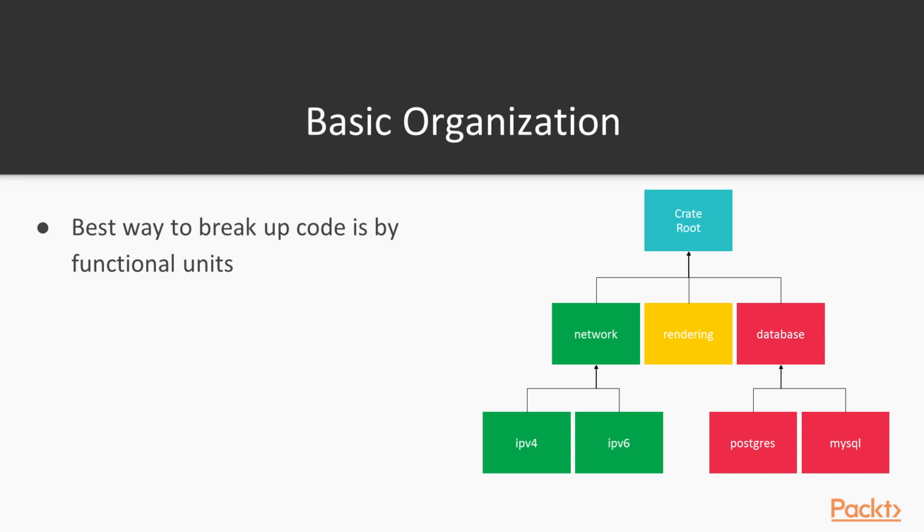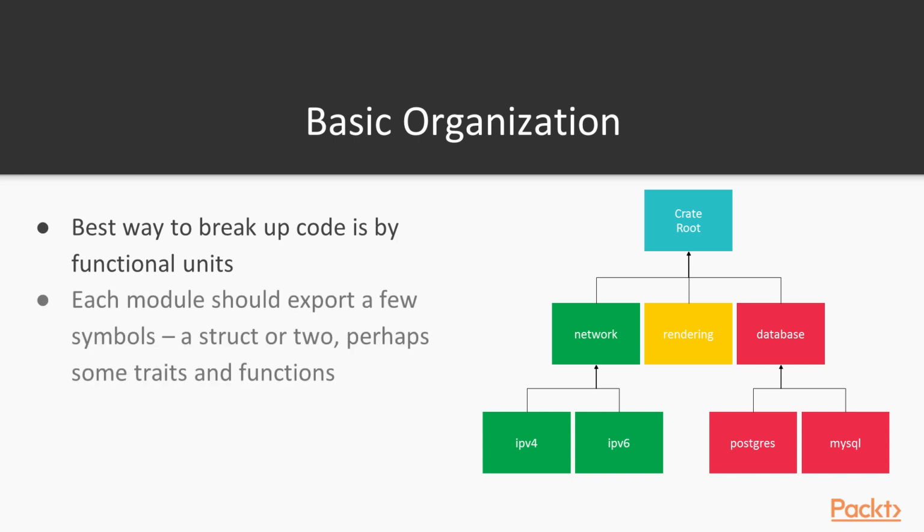The best way to break up code is by functional units. Each module should export a few symbols, a struct or two, perhaps some traits and functions, but lots of cross-coupling is a bad sign. Remember, we're doing this so that one, the code can be functionally separate, but two, so that people can figure out how the codebase is structured without having to read a whole lot of documentation.